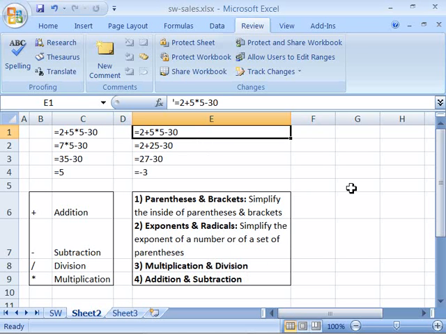So make sure that you're aware of the order of operations and simple algebraic rules to solve your equations. We will be using the order of operations throughout the remainder of the formulas that we develop within this tutorial. So let's go ahead and move on to the next movie.